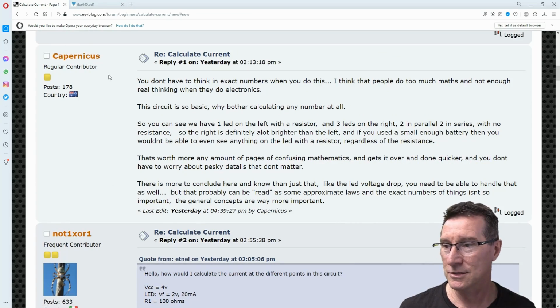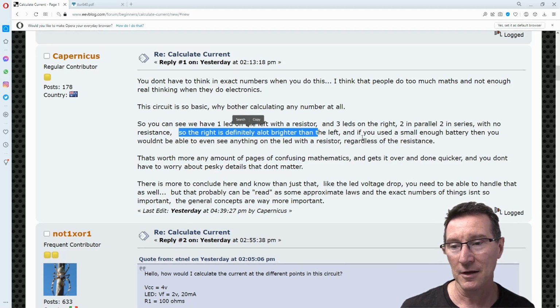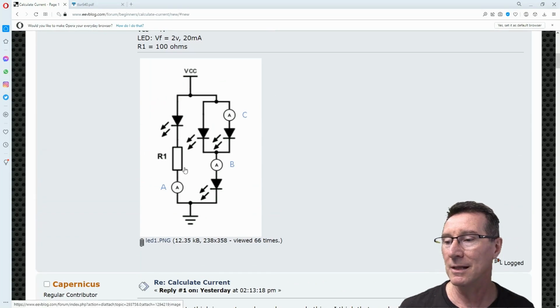Okay, Copernicus says, you don't have to think about the exact numbers when you do this. I think that people do too much maths and not enough real thinking when they do electronics. This circuit is so basic, why bother calculating any number at all? But Copernicus is saying the right is definitely a lot brighter than the left because it has a resistor in series. But no, there's actually 20 milliamps flowing through this one as well.